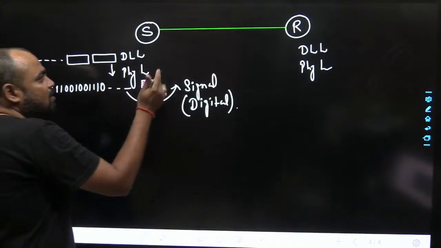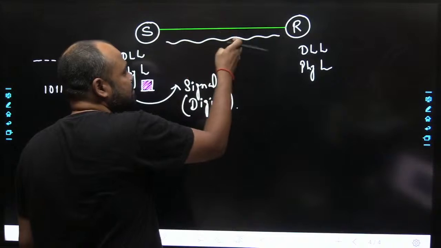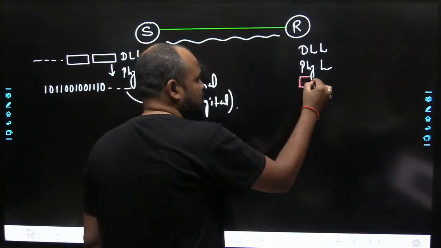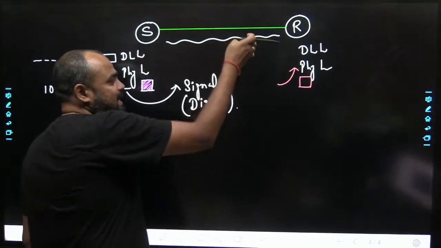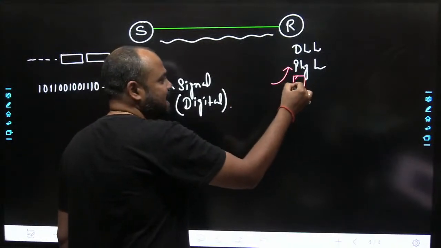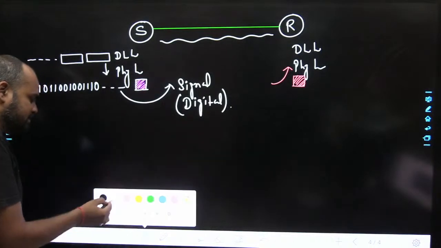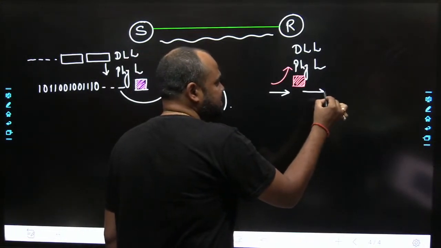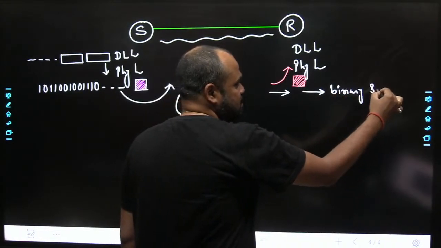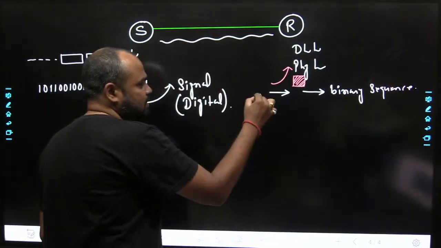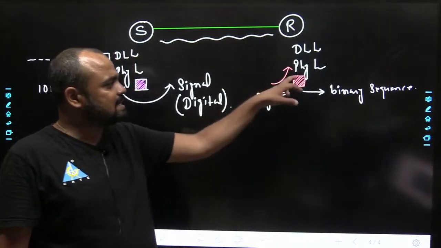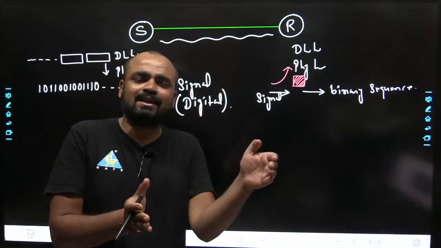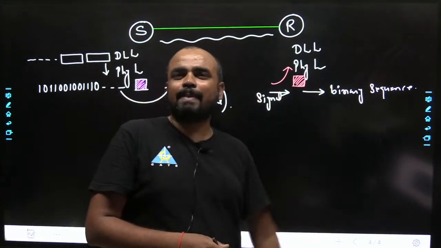So definitely these signals will travel through this link, and after some time it will reach the receiver. So first of all, this signal will reach the physical layer, yes or no? Definitely at the receiving end there will also be a device. And what is the responsibility of this device? The signal is arriving, and the responsibility of this device is to convert the signal into the binary sequence, yes or no? So at the sender side we are converting the binary sequence into the signal, and at the receiving side we are converting the signal into the binary sequence.